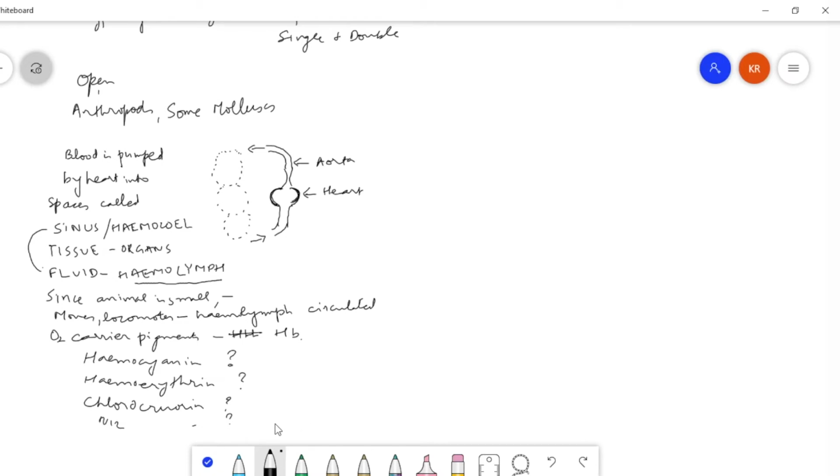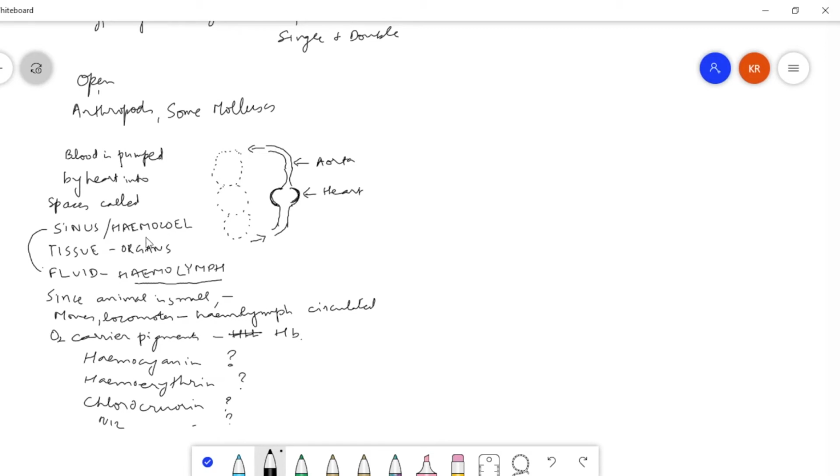So there is no pigment at all. So in this sort of system, this is the heart. The heart is pumping the blood and it is going to the different spaces where, the force with which the blood is pumped over here, that force disappears here. That same pressure cannot be maintained in the hemocoel or the sinus.